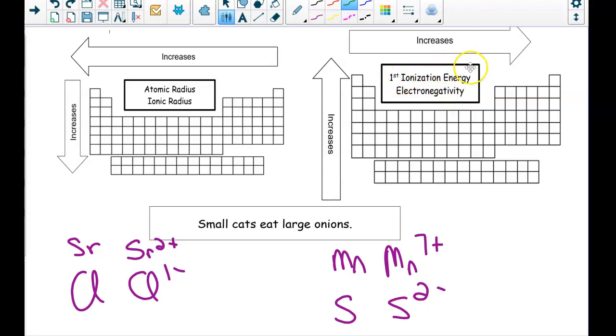For ionization energy and electronegativity, it increases from bottom to top up a group and left to right across a period. Bottom to top for a group, left to right for a period.